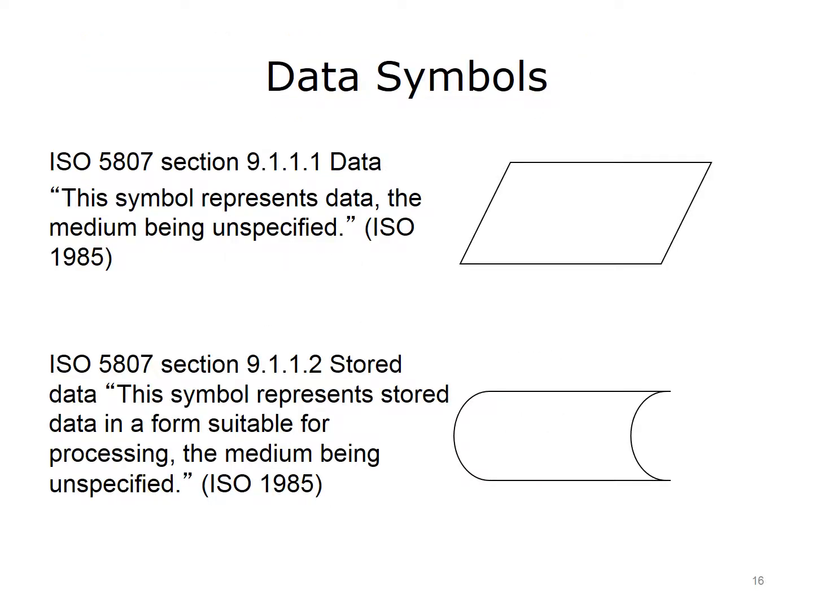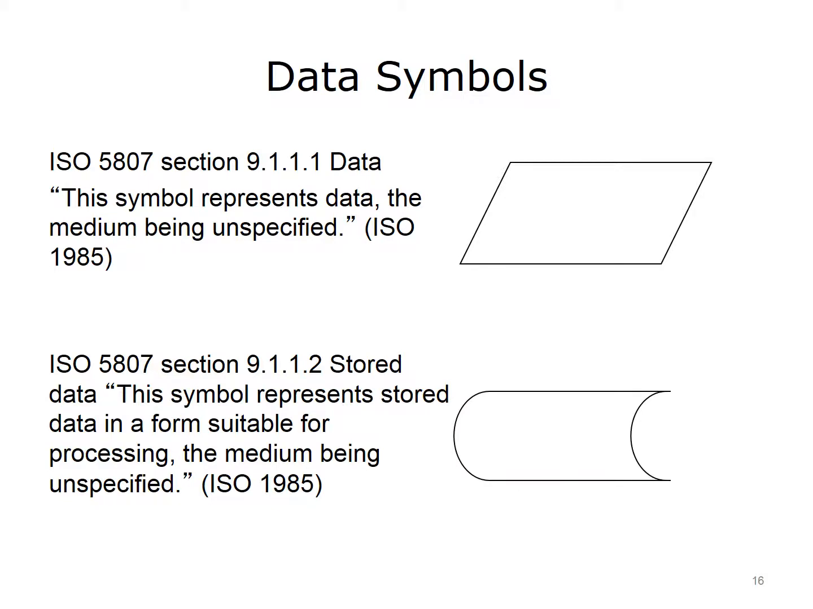According to ISO 5807, Section 9111, the symbol for data is a parallelogram. Opposite sides are parallel and equal in length, and opposite angles are equal. This symbol represents data, the medium being unspecified, ISO 1985.